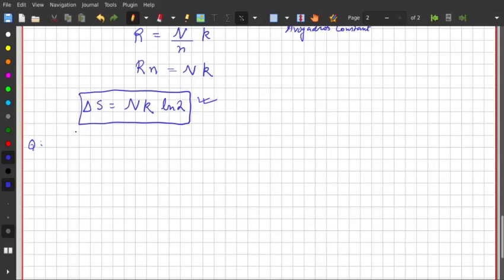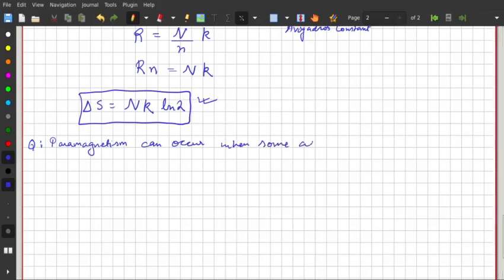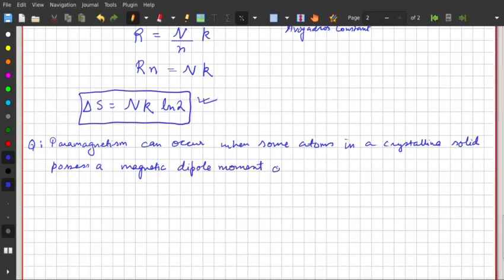So this is related to paramagnetism. So paramagnetism can occur when some atoms in a crystalline solid possess a magnetic dipole moment owing to an unpaired electron.